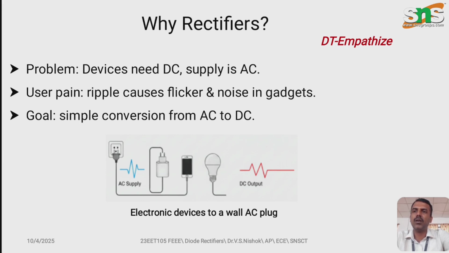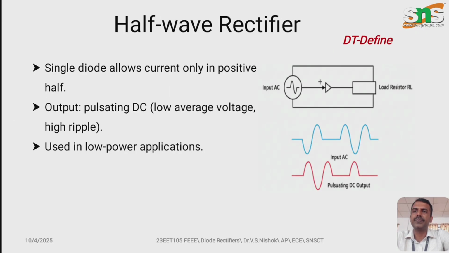Here, the drawback while converting AC to DC is the ripples, nothing but the unwanted AC after the conversion of the signal into DC. That is called ripple. That is more after the conversion of AC to DC, which should be avoided.